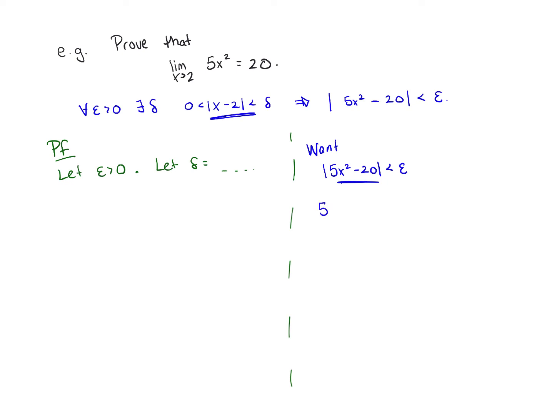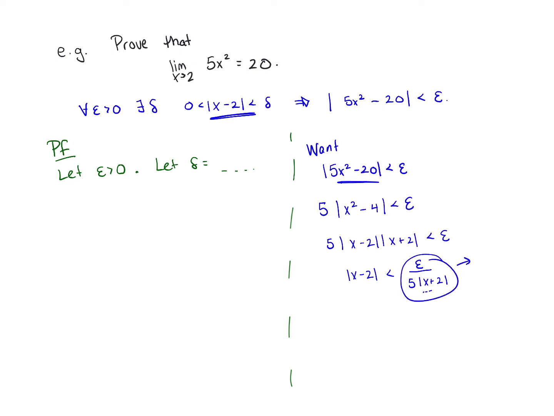So I notice there's a common factor of 5, so let's go ahead and pull that outside of the absolute value because it's a positive quantity. And I get 5 times the absolute value of x squared minus 4 has to be less than epsilon. And then I can factor that into x minus 2 times x plus 2. And now we could just solve for this |x minus 2| inequality. I get epsilon over 5 times the absolute value of x plus 2. But you're not allowed to say what delta is in terms of x. So this can't be my delta since it has some x in it.